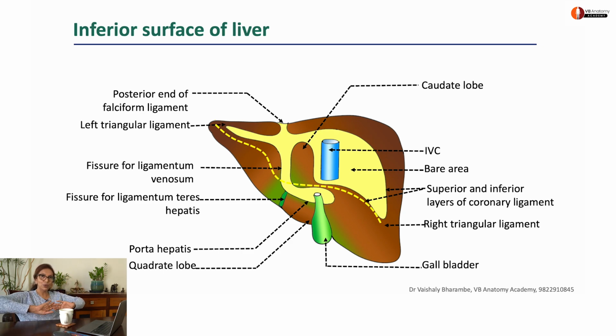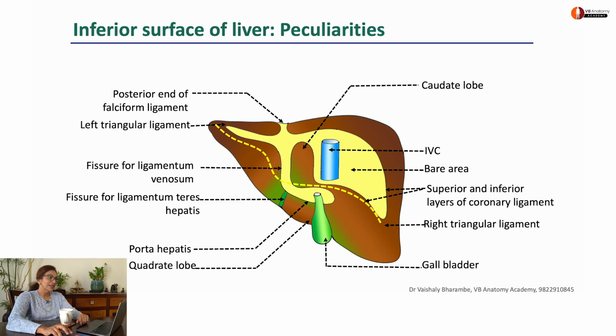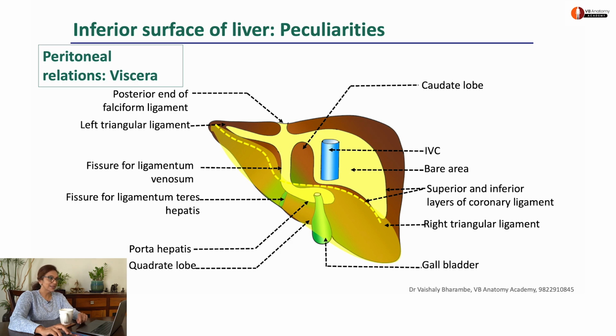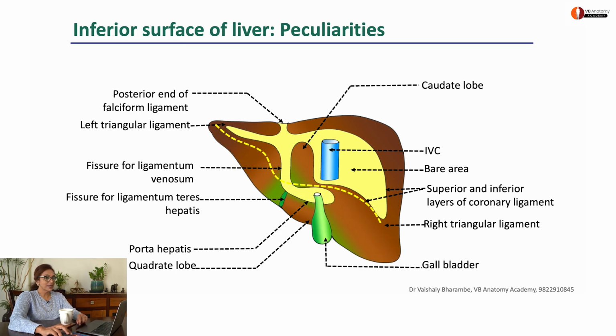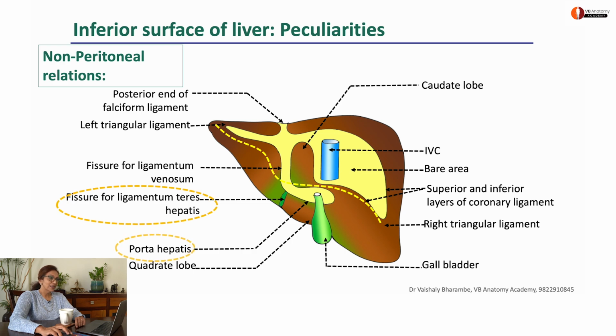Now let's go a little below and come to the inferior surface of the liver. That's the last surface to be discussed. The inferior surface has some peculiarities in that it is visceral. It's related to viscera. It's covered by peritoneum with very few non-peritoneal areas. So which peritoneum and which organs? Stomach, pylorus, gallbladder, duodenum, colon, and right kidney are viscera related to the inferior surface. Non-peritoneal areas are the fissure for ligamentum teres, porta hepatis, and the gallbladder.